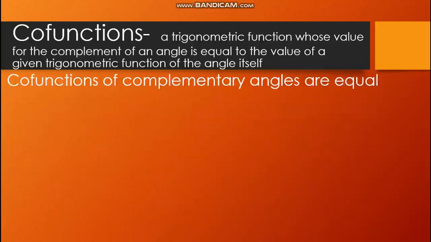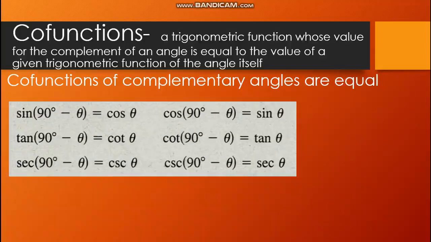For example, we have cosine theta that is equal to sine of the complement of angle theta, which is 90 degrees minus theta. And for sine theta, that is equal to cosine of the complement of angle theta, which is 90 degrees minus theta. Let's take for an example, if theta is equal to 30 degrees. Ang complement angle of theta na 30 degrees is 90 minus 30, that is equal to 60 degrees.